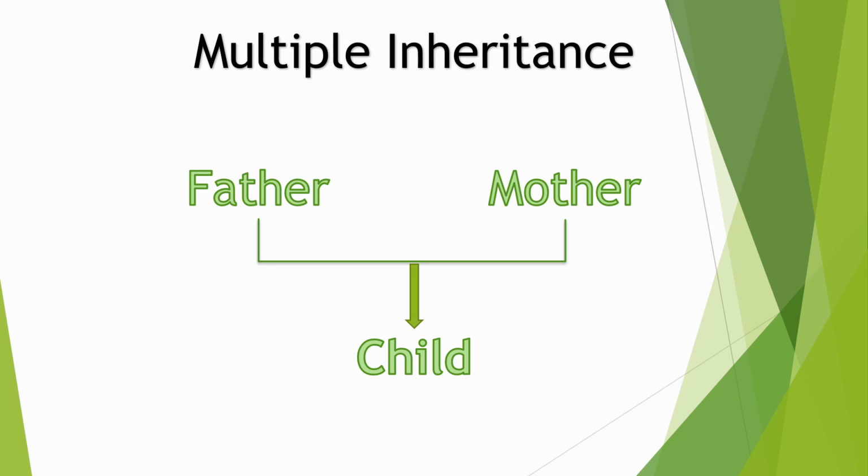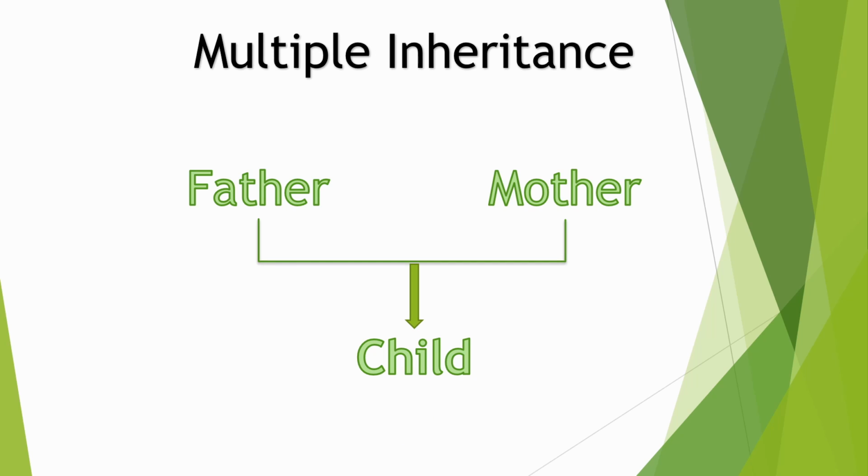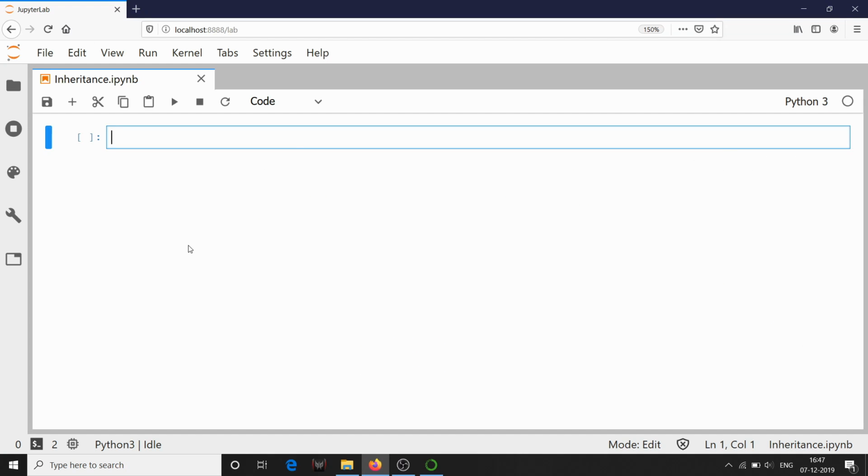And the difference between multiple and multi-level inheritance is that in multi-level inheritance, the parent has acquired the properties of the grandparent, but in multiple inheritance there is no property sharing between father and mother. Also, in inheritance only the child will inherit the properties of the parent, and the parent cannot acquire the properties of the child. I hope you have understood the concept of inheritance. Now let's try to implement the inheritance concept using Python.